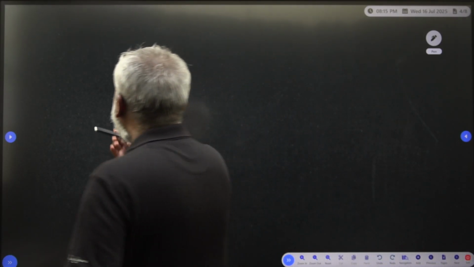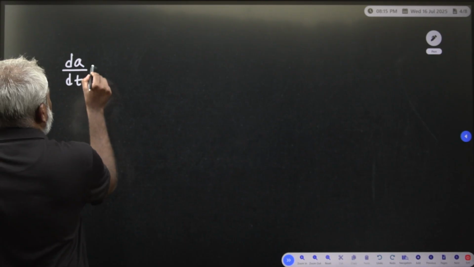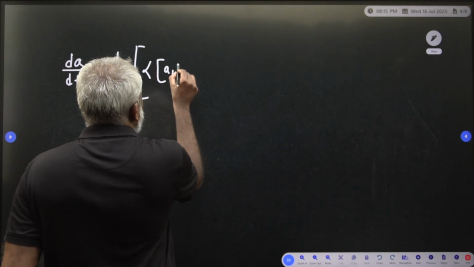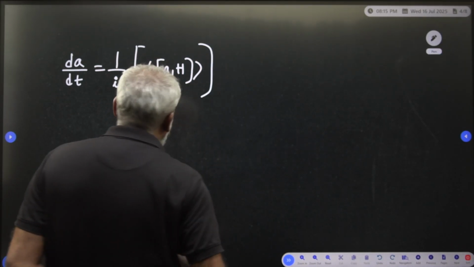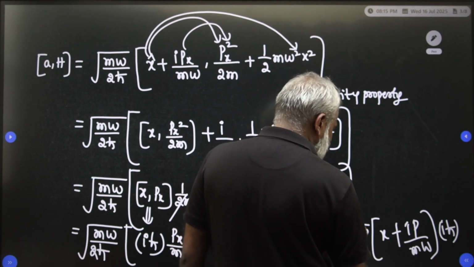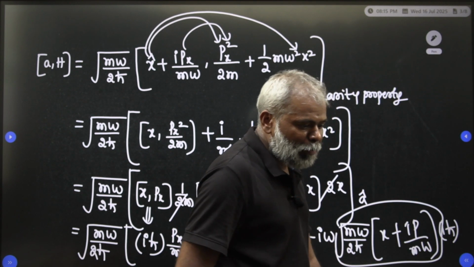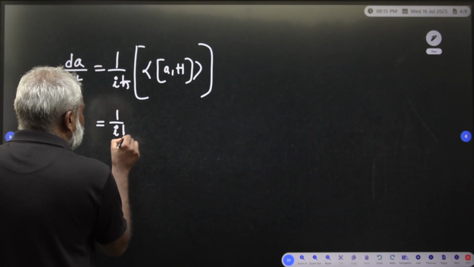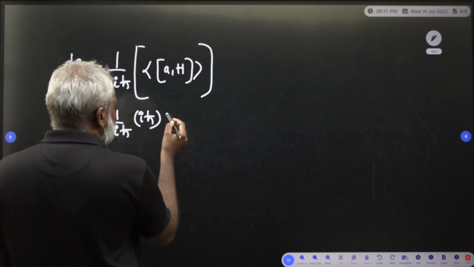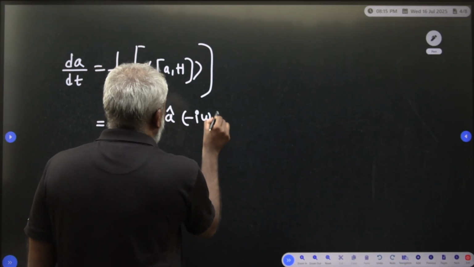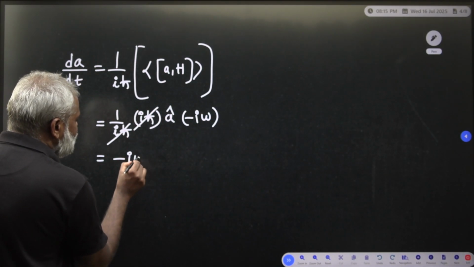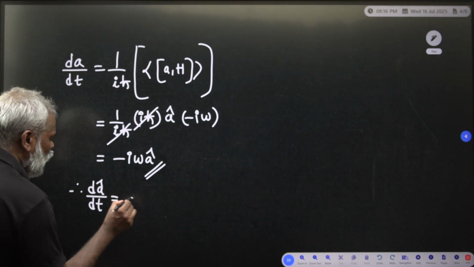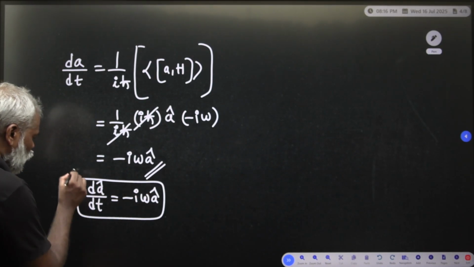But what is our ultimate goal? Our ultimate goal is dA by dt. So dA by dt is equal to 1 by i h cut into the expectation value of commutator A comma H. So commutator A comma H, this entire thing we can take as A cap. So 1 by i h cut into i h cut into A cap minus i omega. Therefore i h cut gets cancelled, and we get minus i omega A cap. So dA cap by dt is equal to minus i omega A cap. This is your expected answer.